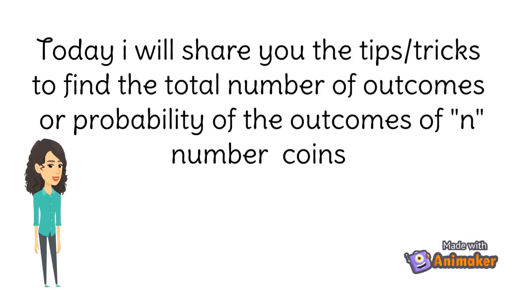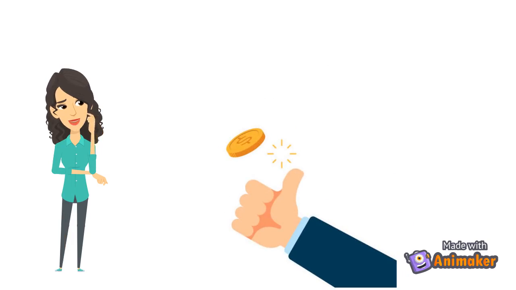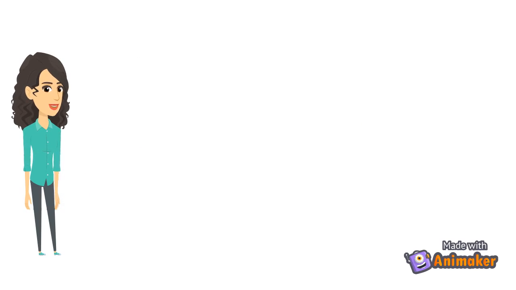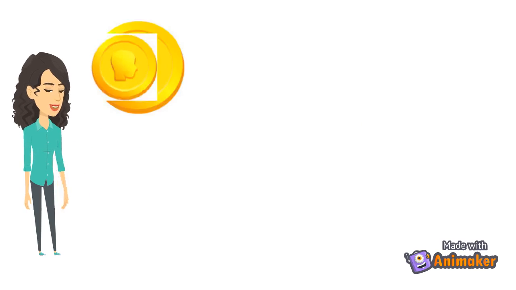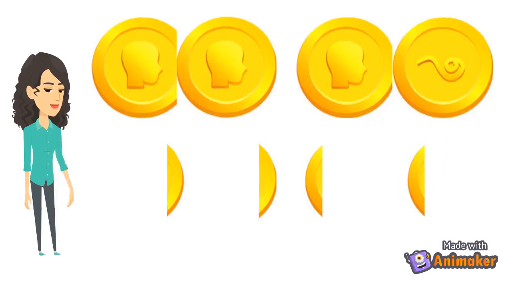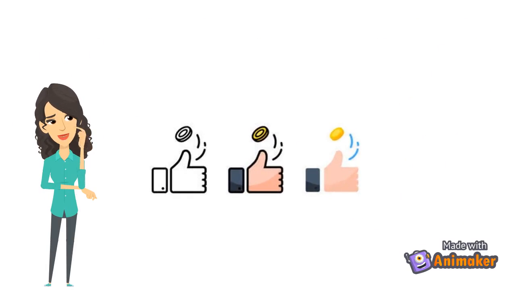Today I will share with you the tips and tricks to find the total number of outcomes or probability of the outcomes of n number of coins. Suppose if one coin is tossed, we will get two outcomes, that is heads and tails. When two coins are tossed, the total number of outcomes is 4, that are head head, head tail, tail head and tail tail. What if 3 coins are tossed?